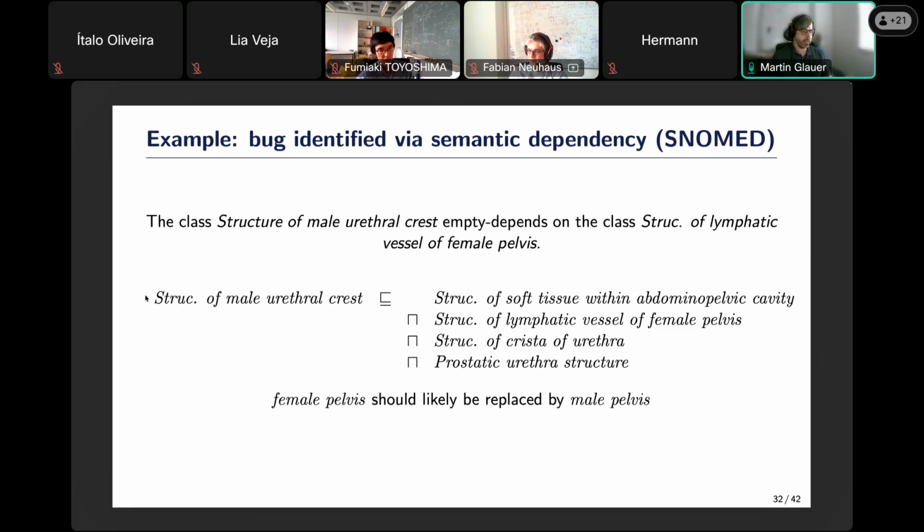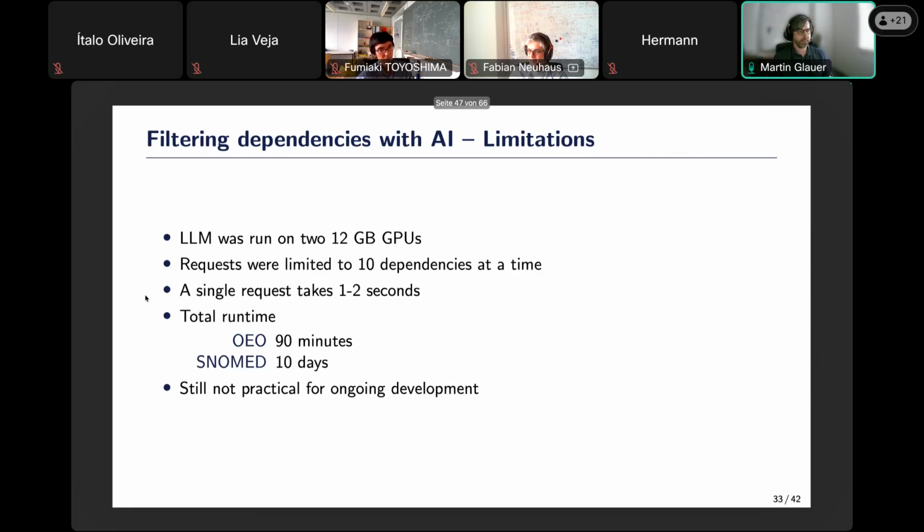So everything's nice and dandy, right? We have a tool, we can filter our dependencies. The AI tells us everything that we want to know. We are good to go. Next slide tells us, unfortunately not. We used our LLM with two 12 gigabyte GPUs, so we were already leaving the realm of consumer hardware. And we limited our request to 10 dependencies at a time. Each request took around 1 or 2 seconds.